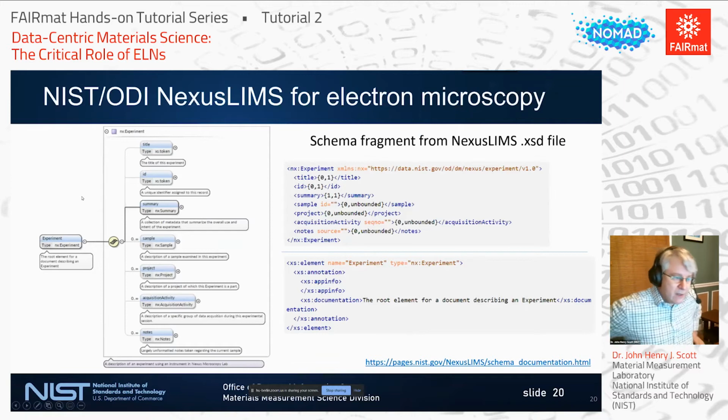If we think about what the challenges would be for someone who's building this, you need to think about the schema. And I think we're going to hear more about this in detail later during the other tutorials and the rest of today and tomorrow's sessions. But for the NIST ODI, this is a deep dive into the XML schema. This is a fragment from the XML schema definition file, or XSD file, describing the experiment, which links things. It has title and metadata, but also connections to the project and connections to the sample.